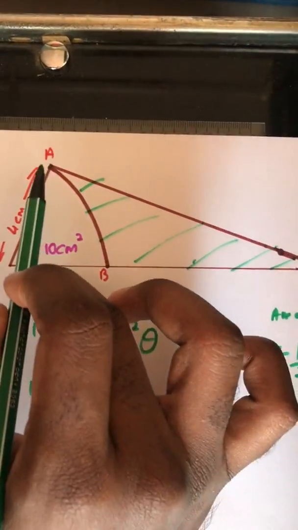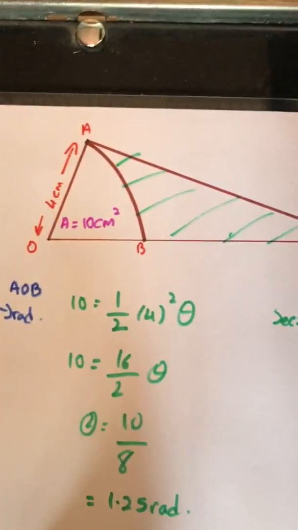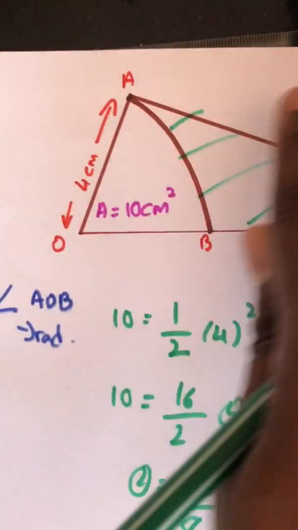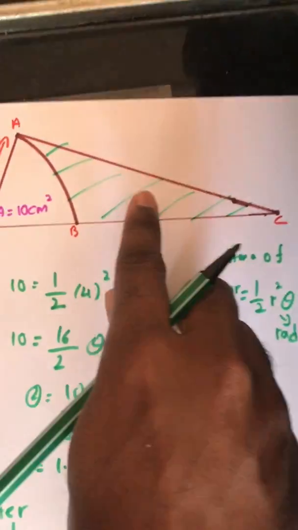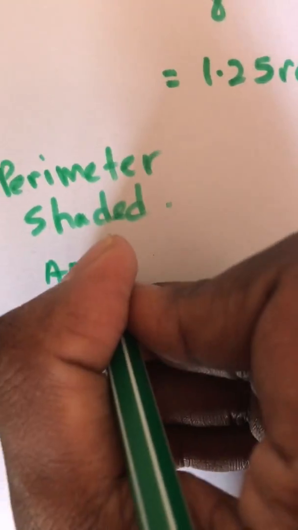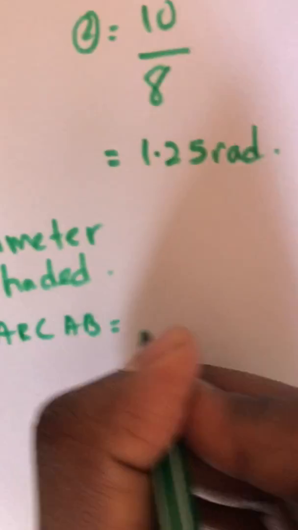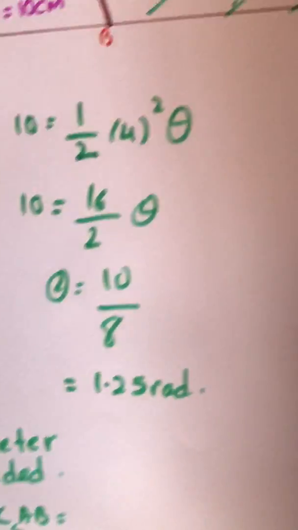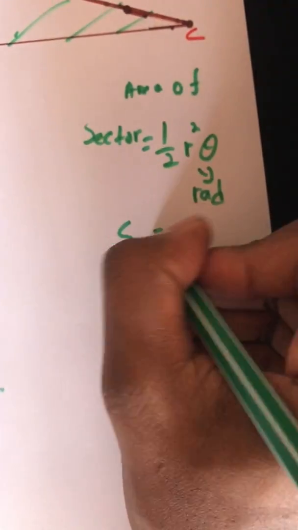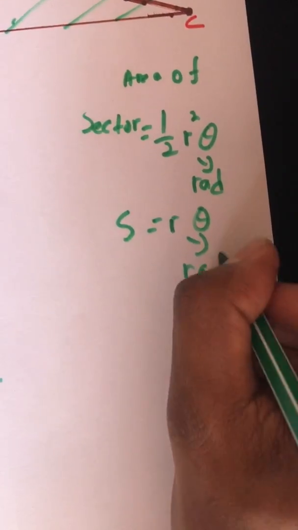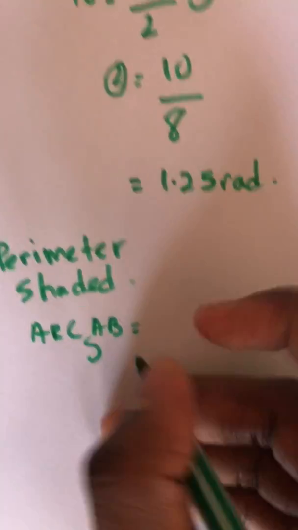What we have is that we can find this curve. I'm going to write here what I can find. This one we call arc AB, because for the perimeter we must add this arc, the line AC and the line BC. For the arc AB, I can find it using S equals R theta. A bit of recap: to find the length of an arc, we can use S equals R theta. Take note the theta must be in radians as well.